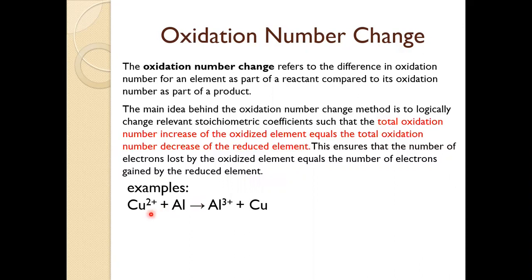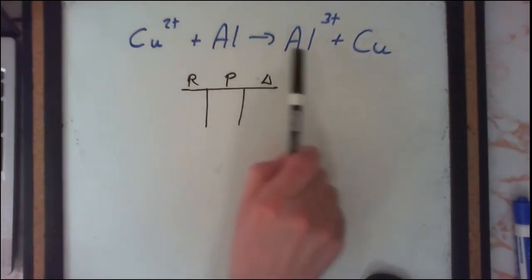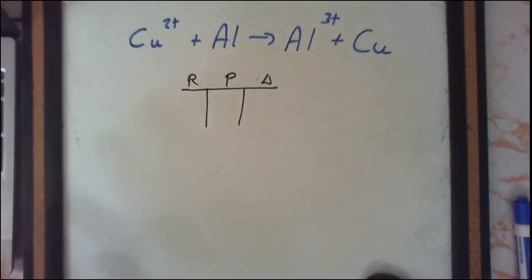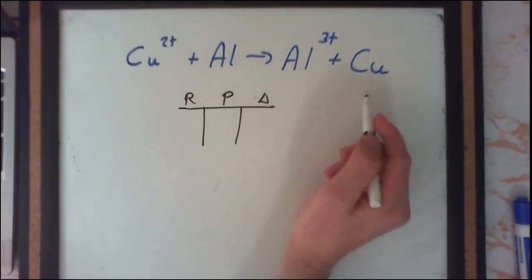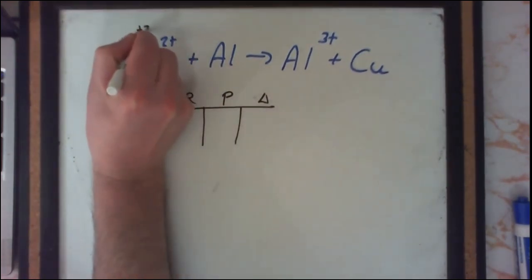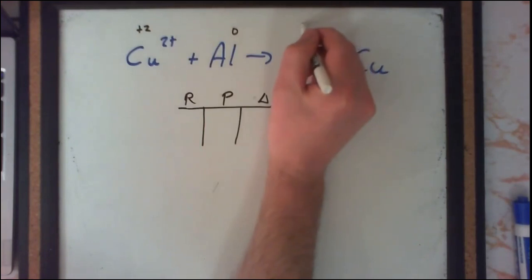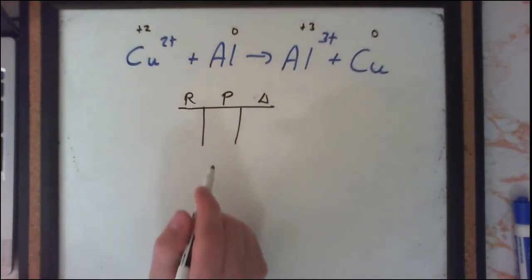So our first example is copper 2+ plus aluminum produces aluminum 3+ plus copper. In this example, we're just going to determine what the oxidation number change is for the oxidized element as well as the reduced element. So we have our reaction. And as we did with the half reaction method, we start with simply determining the oxidation numbers of all the elements on the reactant side as well as the product side. So as we did before, this is going to be +2, 0, +3, and 0.